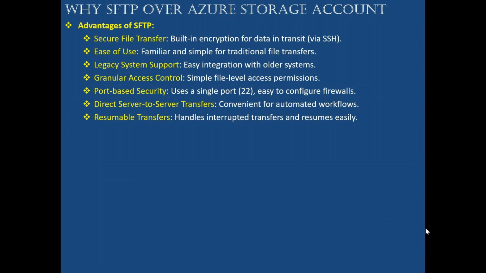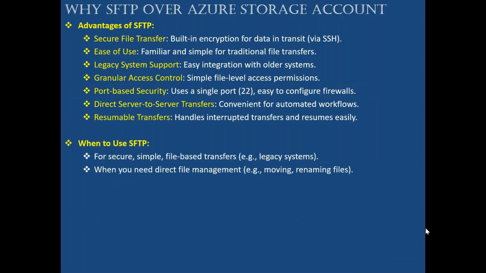Easy integrations. We can provide granular security, such as port-based security. Server to server transfers: it is convenient to automate server to server file copy. Resumable transfer: for example, if for some reason data stops copying after 50%, you can resume from 50%, with no need to copy from 0%.